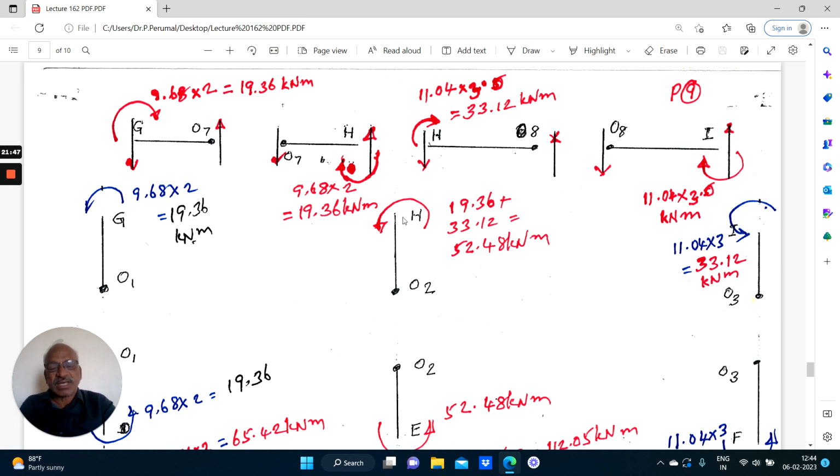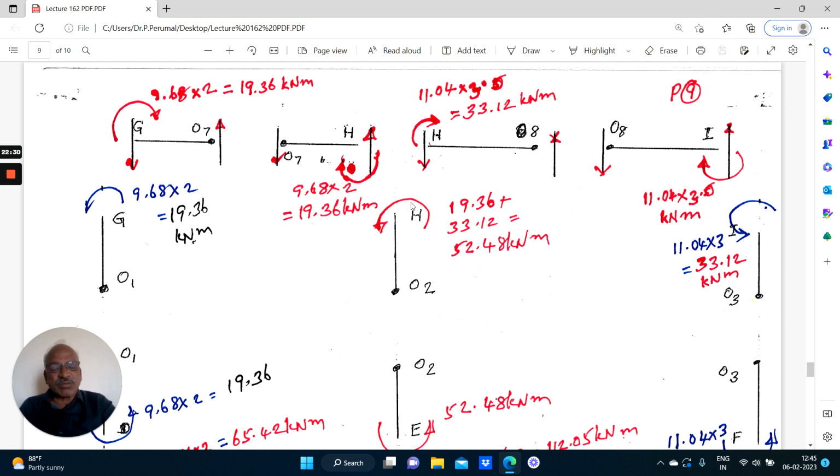So coming to this H. Here there is a clockwise moment of 19.36. Here there is a clockwise moment of 32.12. The sum equals 19 plus 33, namely 52 point something. So when these two are clockwise, the algebraic sum will give this moment equal to minus 52.48. So when you add all three, you have to write an equation, that is, at the joint H, M_H07 plus M_H08 plus M_H02 equals 0. So that will give you the value of this.